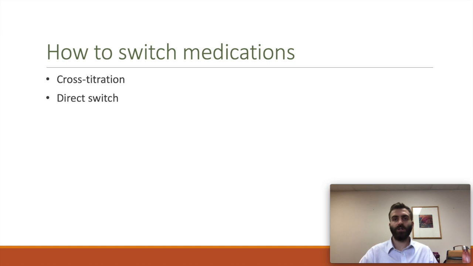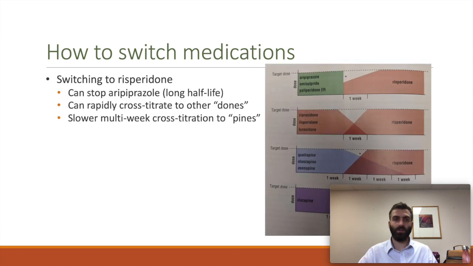Next, I wanted to touch on how to switch medications. So as you saw from the CATIE trial, 74% of patients had to switch medications within 18 months. So this is going to be something that happens fairly commonly. Your options are to cross-titrate or do a direct switch. So here's an example of switching to risperidone. So remember, aripiprazole has strong D2 binding and has a long half-life. So you would just stop aripiprazole, start risperidone at a lower dose, and then titrate it over time.